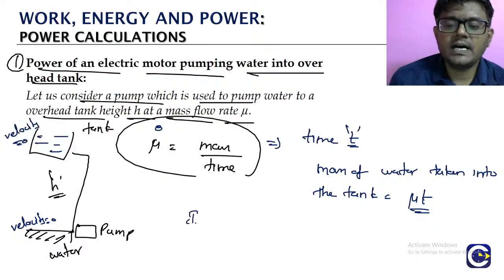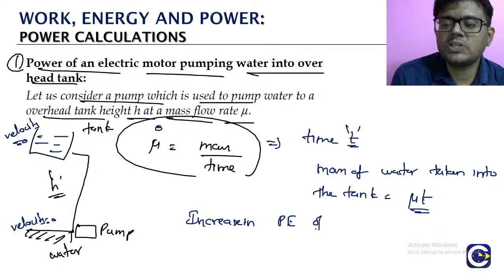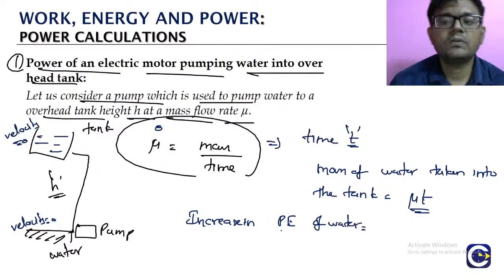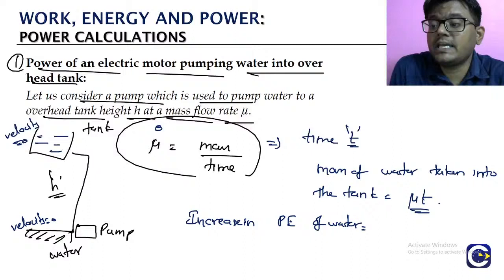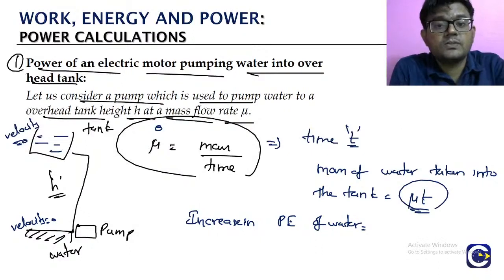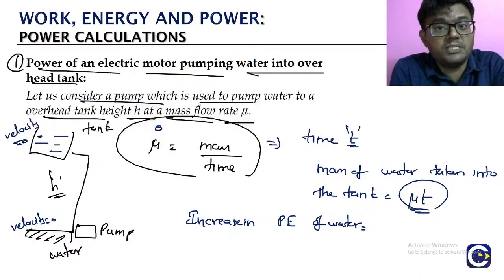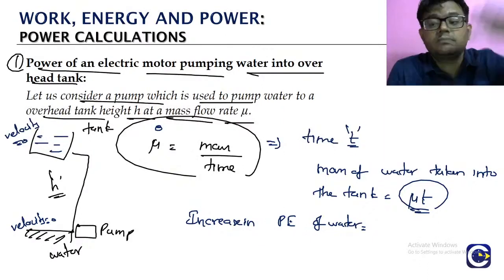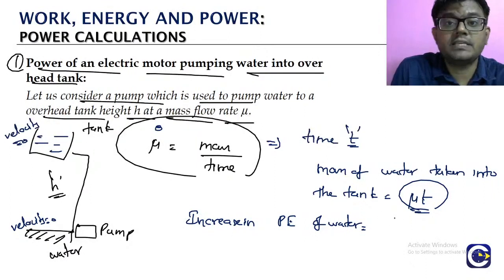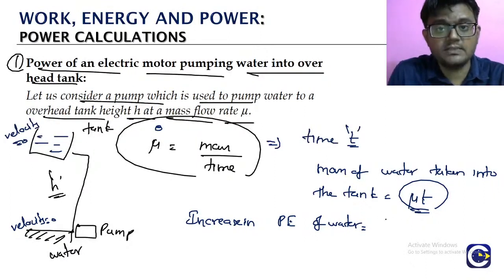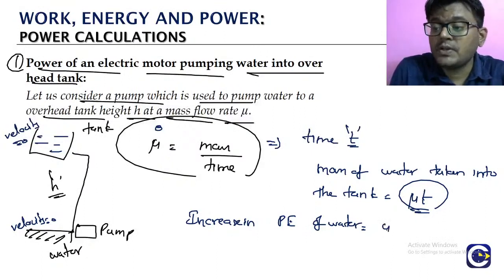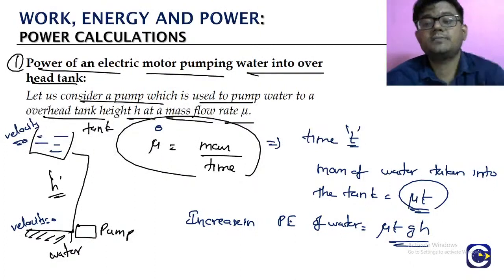So what is the increase in potential energy of water? How much mass are we taking? Mu into t. So from the surface, where the potential energy of that water will be zero, it is going up to a height h. What is the increase in potential energy? For any mass, what is the increase in potential energy? mgh, right? So that will be mu t into g into h. That is the increase in potential energy for the water.